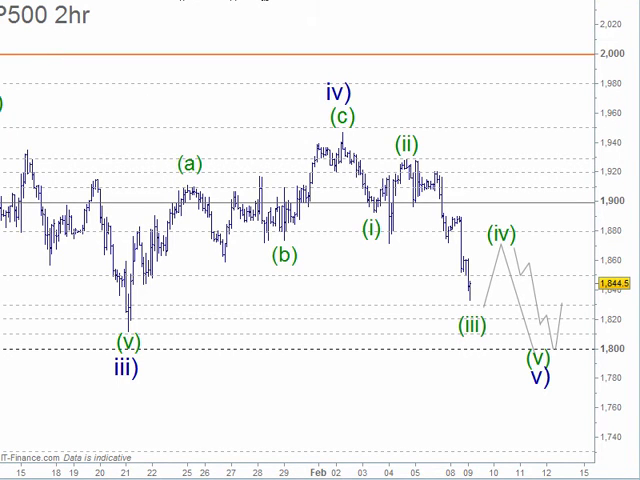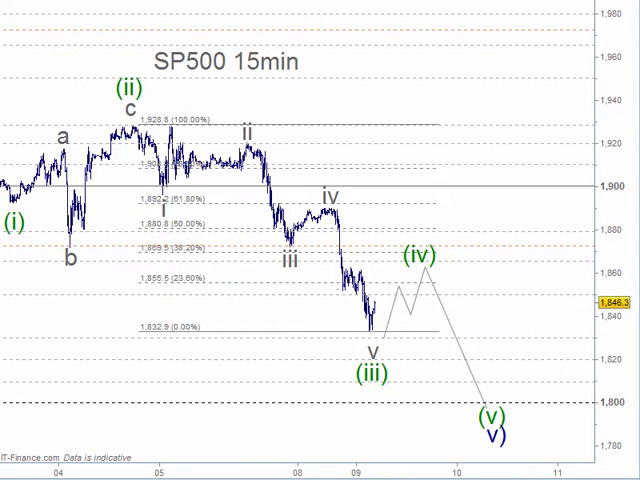The 15-minute chart. Okay, with the 15-minute chart here, from wave 2 up here, we're looking for 5 waves down, so we're looking at 1 and 2 and 3 and 4 and 5 waves in this structure here. So I'm just considering this low here.